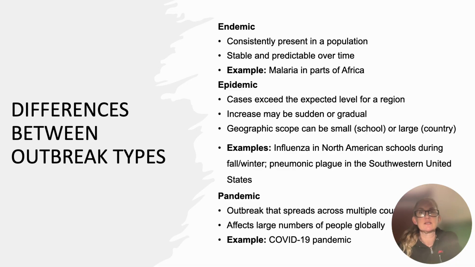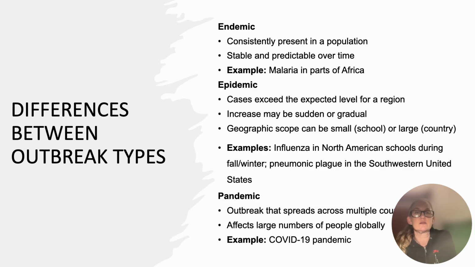According to the CDC's Lesson 1, Introduction to Epidemiology, an endemic disease is one that is frequently present in a population and remains stable and predictable over time, such as malaria in certain parts of sub-Saharan Africa. Meanwhile, the descriptor epidemic refers to the occurrence of a disease that exceeds the expected level for a given region or country. This increase can be sudden or gradual, and the geographic location can range from as limited as a school or town to as large as a country. For example, the spread of influenza in schools in North America during the fall and winter.